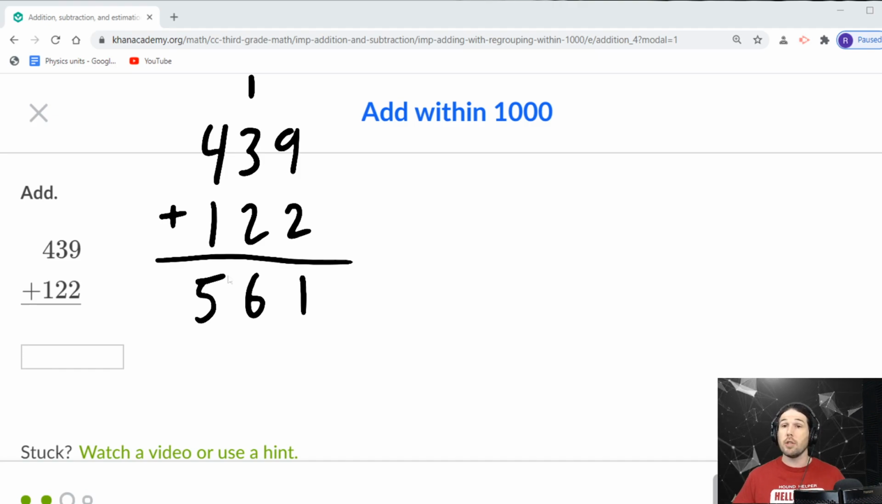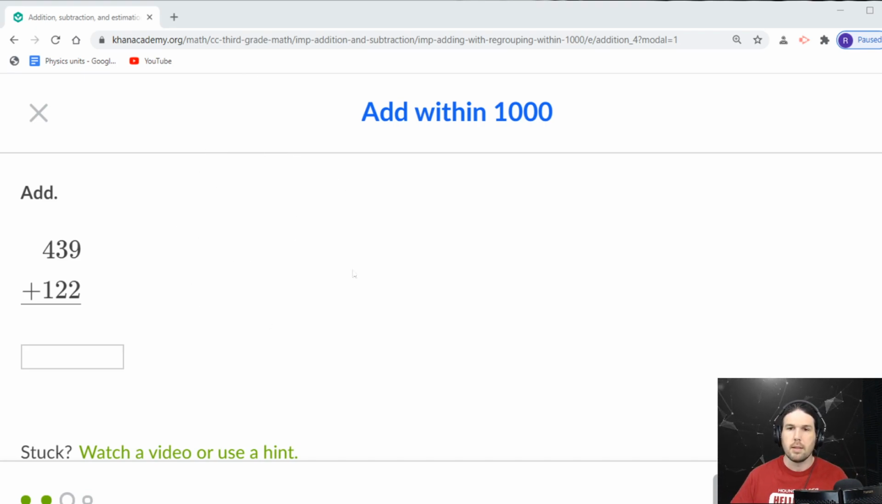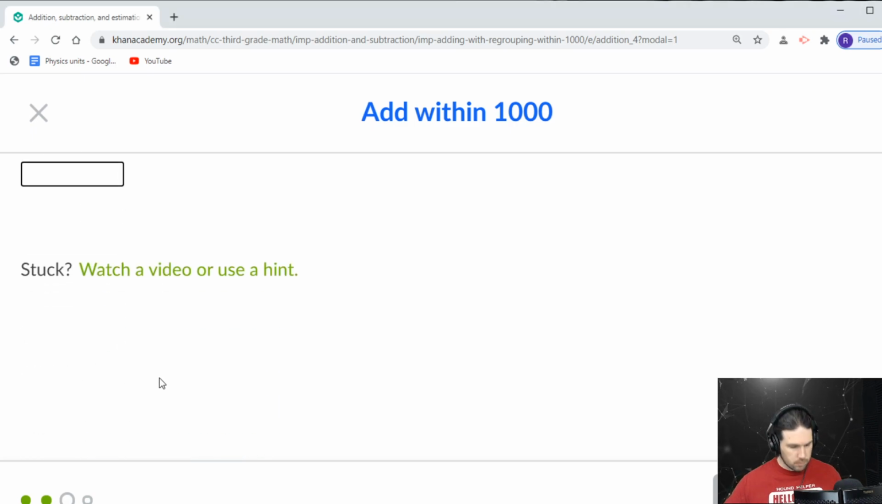Another way that you could do it is you could break it up into separate problems and sort of shift it about in any way you want, either in your head or on paper, just as we've been doing in previous videos. 561.